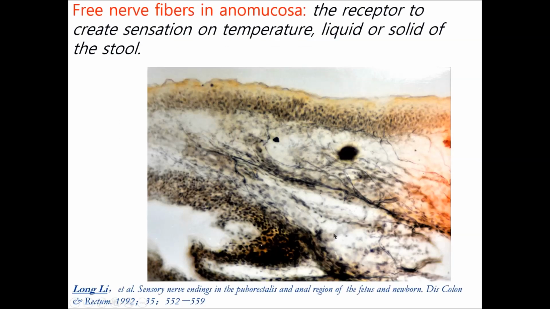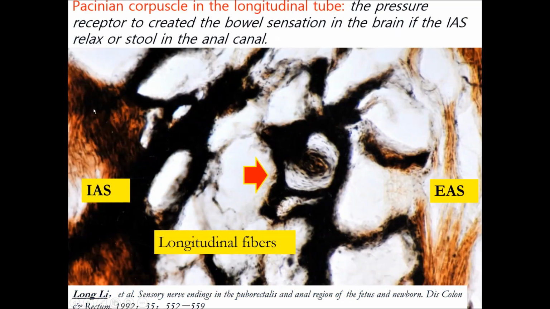This slide shows the innervation in the dentate line area of normal neonates. You can see plenty of free nerve endings in the anorectal mucosa. This is the internal anal sphincter muscle tube. This is the external anal sphincter muscle tube. This area is the longitudinal muscle tube. Inside the longitudinal muscle tube, you can see the Pacinian corpuscle in this area.